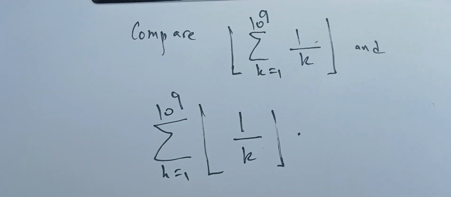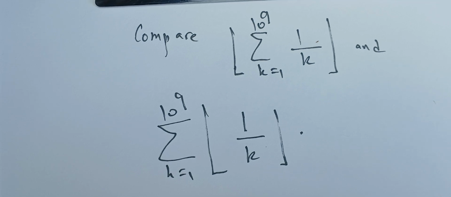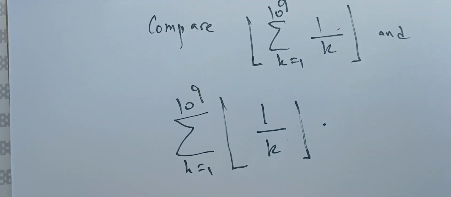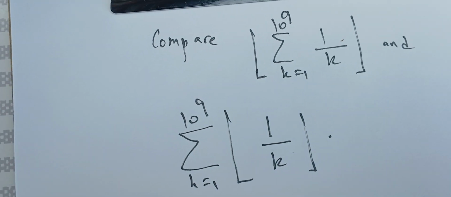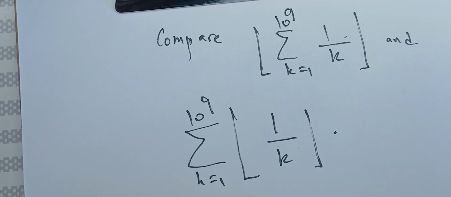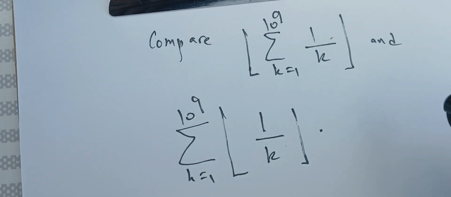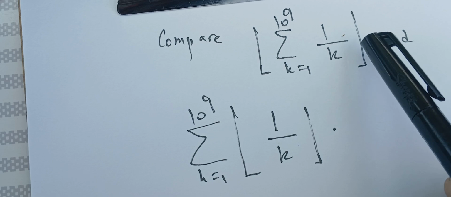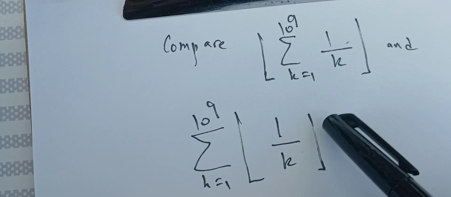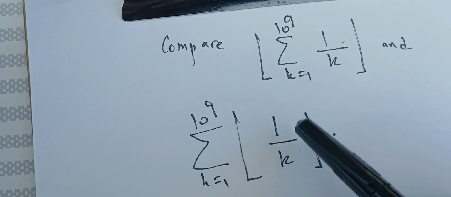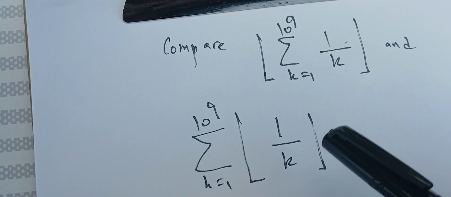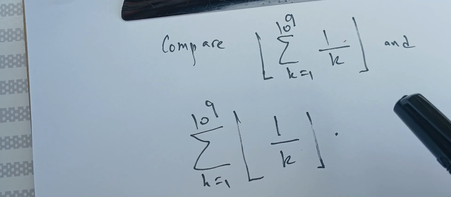In this problem, we're going to compare the two functions, the sum of the floor and the floor of the sum. Okay, and we're going to see that they are two different functions. In our case here, we want to compute the floor of 1 over k, where k goes from 1 to 10 to the power 9. And we're going to compare the other term, which is the sum of the floors of 1 over k, where k is going from 1 to 10 to the power 9.